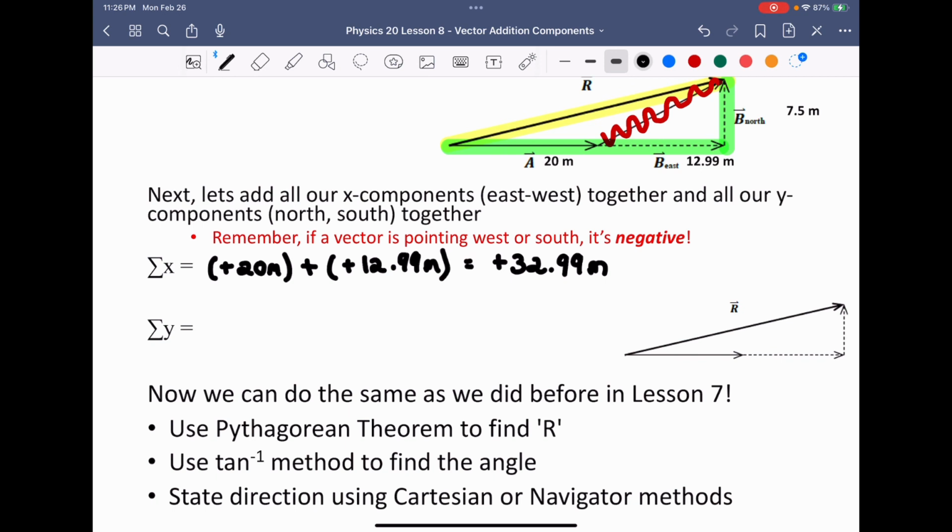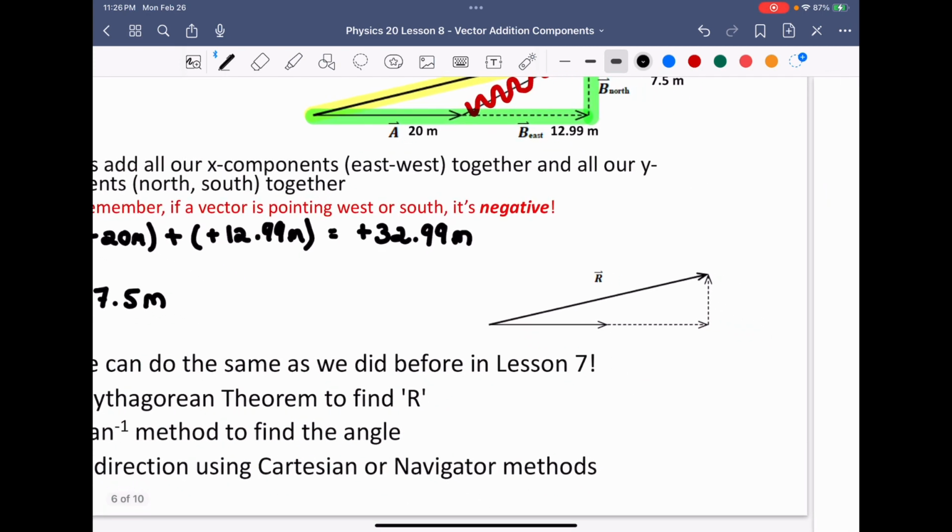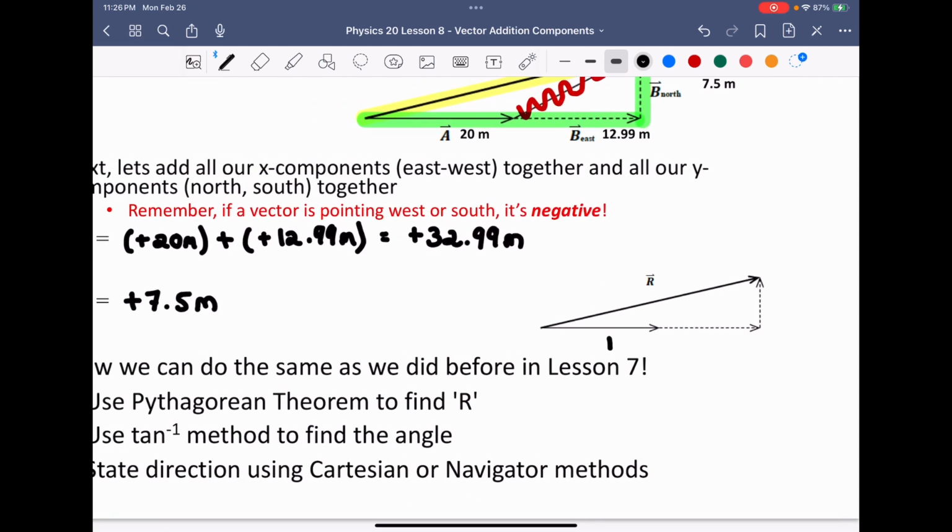In the y component, there's only one value. It's positive 7.5. There's no south component, so because it's only one component, the sum of the y's is equal to just 7.5. Now, off to our triangle on the side here, we're going to fill these values in. On the x component, or the east component, this is 32.99 meters. In terms of the y component, we get 7.5 meters. Now this should look identical to what we've done in the previous lesson, lesson 7, using a right angle triangle to solve this.